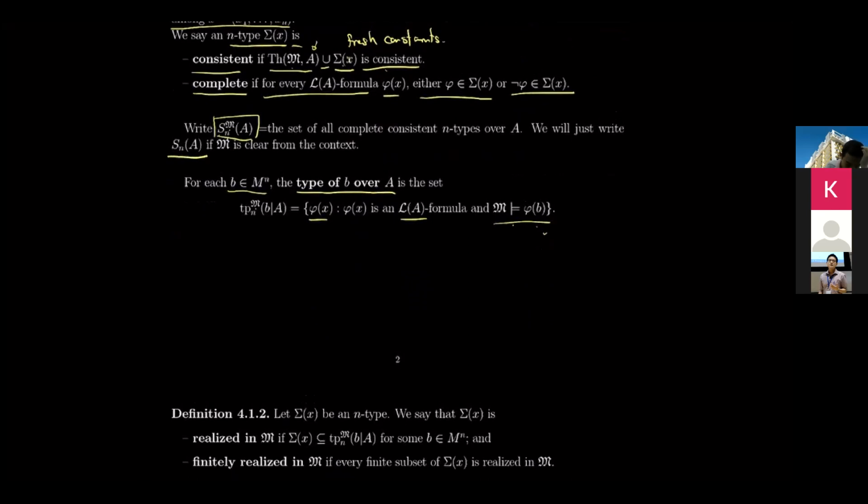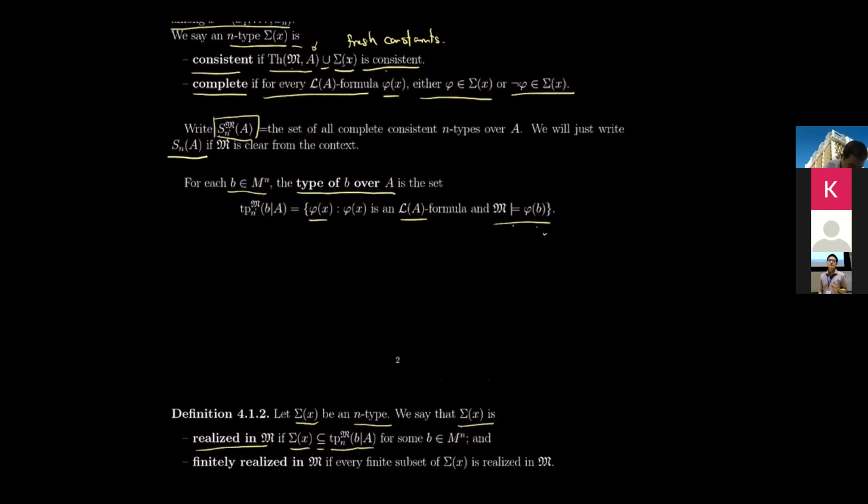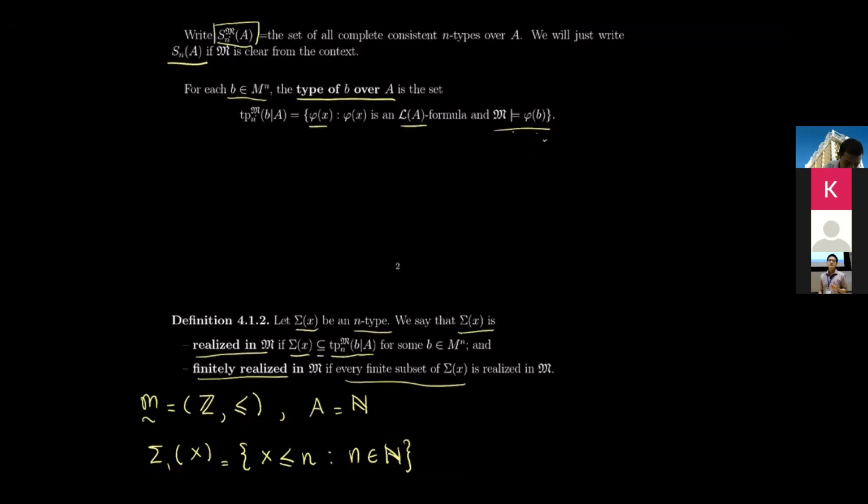We can look at the type from the semantic side. Here, let's say sigma x is an n-type. We say that sigma x is realized in M if sigma x is a subset of the type of B over A for some B in M^n. Or you can just say that there is an object B such that M satisfies phi(B) for every phi that is in sigma x. And we say that it is finitely realized in M if every finite subset is realized in M.